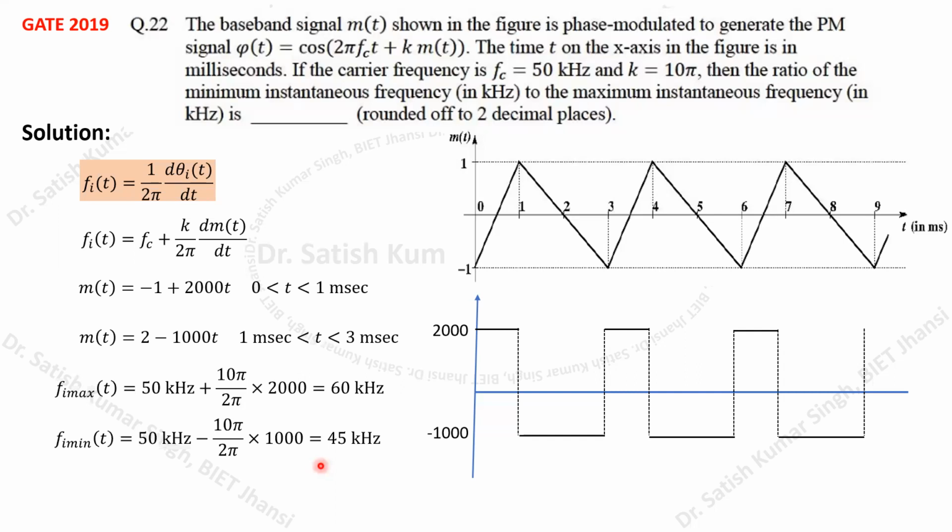As per the given problem, we have to find the ratio of the minimum instantaneous frequency to the maximum instantaneous frequency. f_i minimum was 45 kilohertz and f_i maximum is 60 kilohertz, so the ratio comes out as 0.75. Basically, the answer for this problem is 0.75.